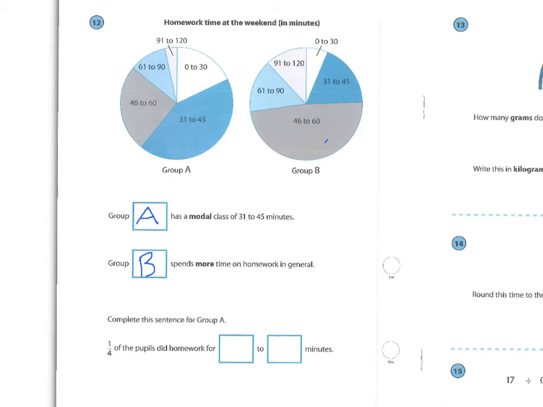Now, the last part of this question says, complete this sentence for Group A. A quarter of the pupils did homework for... Now, if you look at that pie chart, you can see that the 46 to 60 minute sector is in fact a quarter of that pie chart.